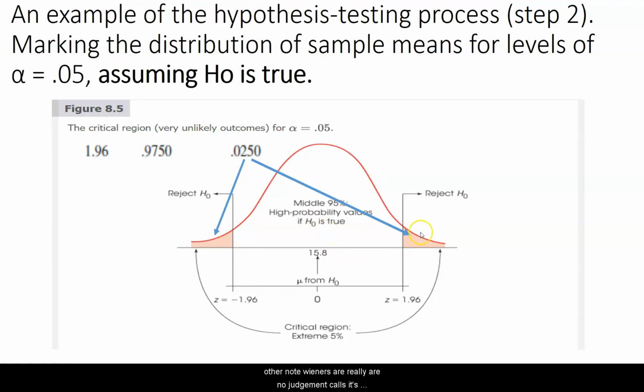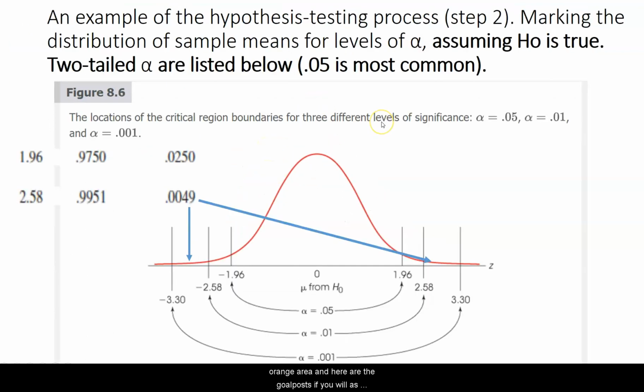And here are the goalposts, if you will, as defined by that alpha of .05 divided by 2, because this is a two-tailed test. And by the way, parenthetically, are there one-tailed tests? Yes. I want you to appreciate something. The critical values for alpha of .01 in a two-tailed test, let me take that back, are plus and minus 2.58.